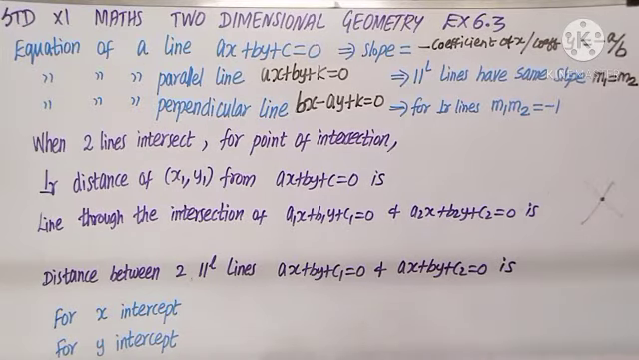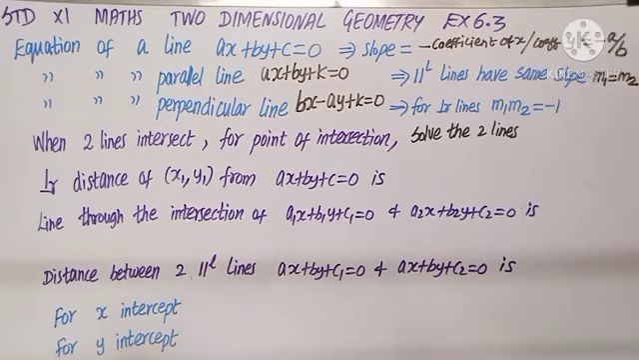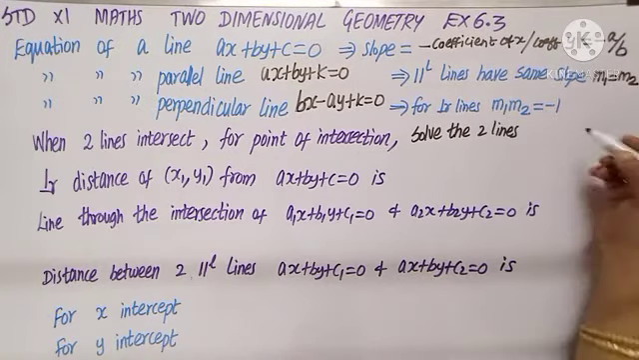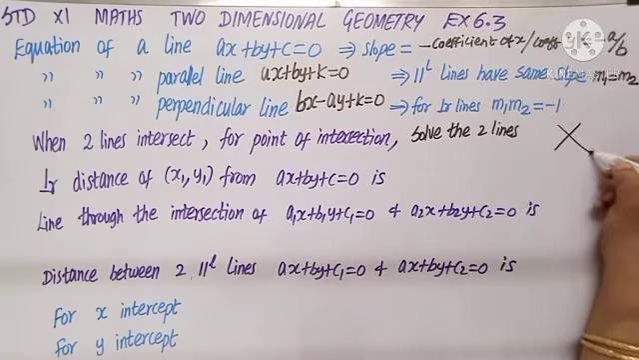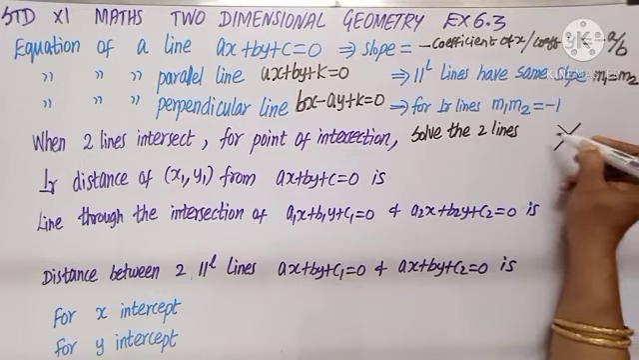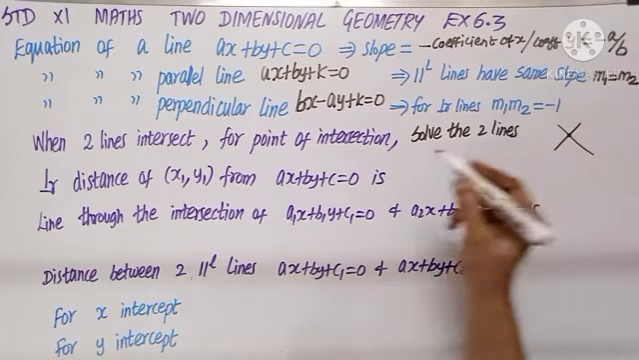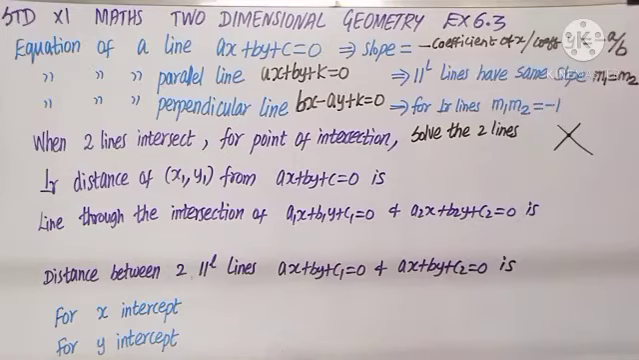When two lines intersect like this, how am I to get the point of intersection? We have to solve them. So, whenever two lines intersect like this, to find the point of intersection, let us try to solve the two lines.